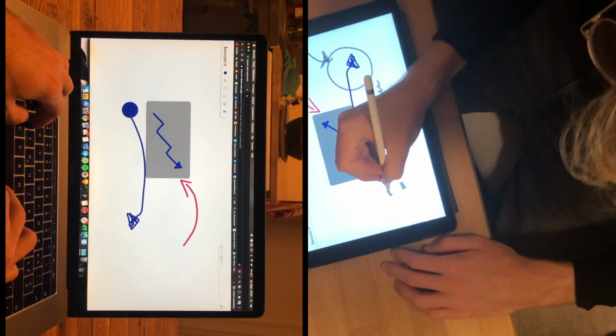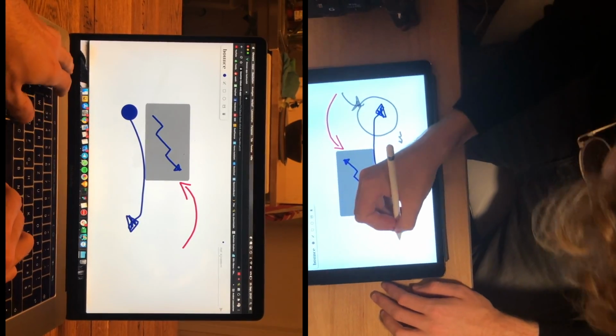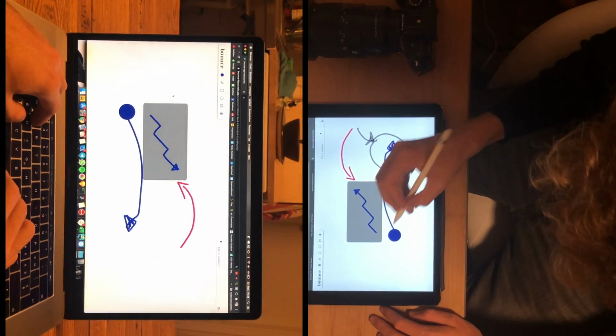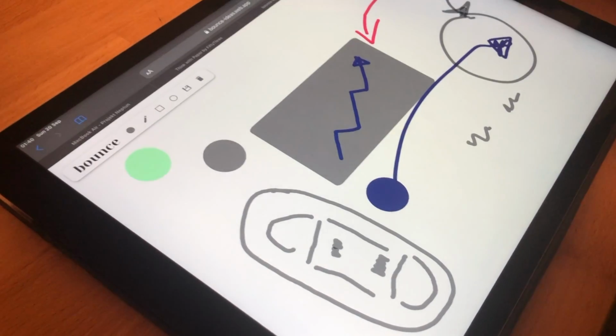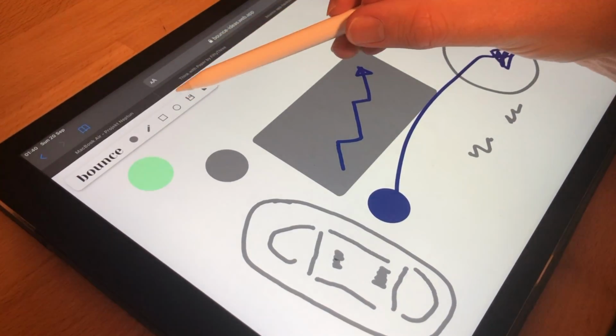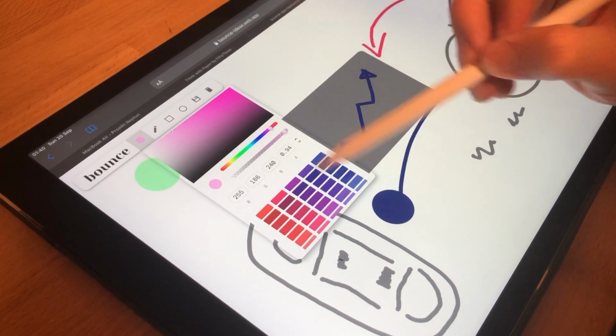Or jump on the platform to help other creatives break their chains and get inspired along the way. So partner up, bounce ideas around, and get back into your creative flow.